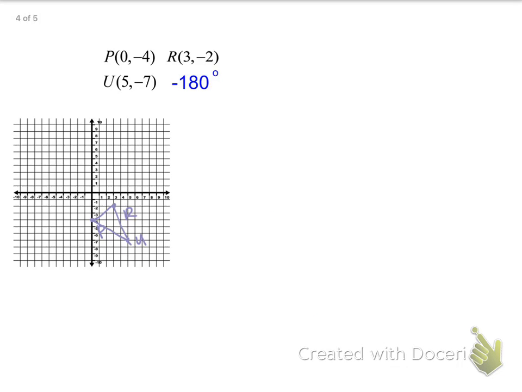Okay, here's your next set, so go ahead and check your originals. Negative 180 is going to be the flip again, so negative x comma negative y. So I go through and I flip both of them. Flip, flip, flip, flip, and then I'm going to graph them. So 0, 4, so I don't go left or right, but I go up 4, p prime. Negative 3, 2, r prime. Negative 5, positive 7, u prime. Okay, the points on the top flip to the bottom, the points on the bottom flip to the top.